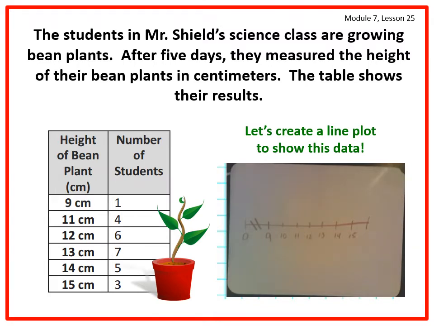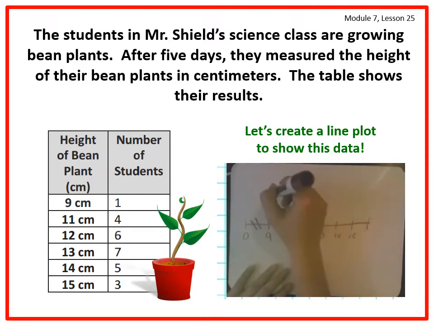Remember, our line plot needs to have three things. The number line. What is the other thing we need? The title. That is correct. So for this number line, let's go ahead and label it as bean plant heights.